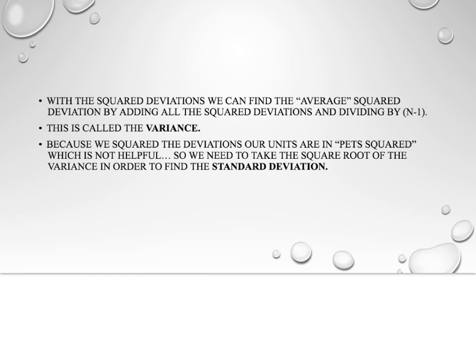With standard deviation, we can find the average squared deviations by adding all the squared deviations and dividing by n minus 1, right? Remember, this is our variance. But the reason we have to square root is because, remember, we squared all the deviations in our units. So our units are like pets squared, which is not helpful. So that's why I have to square root it again to get back to just a unit of pets instead of pets squared, and that's what gets us standard deviation.